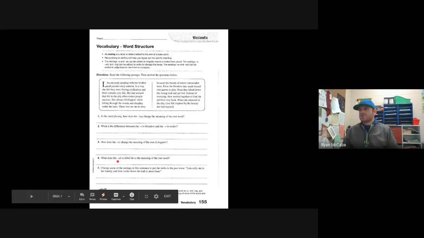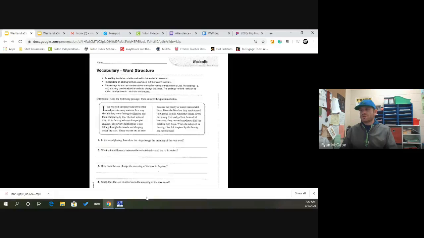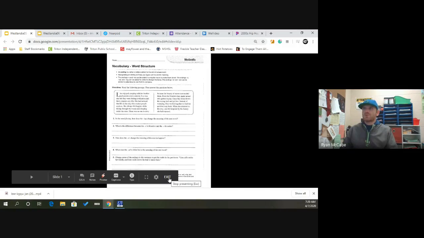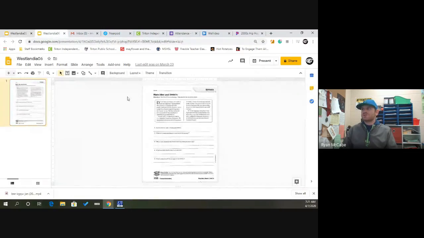Same thing here. How does the ED in hiked change the meaning of the root word? So you have the word hike and you have the word hiked. Okay. If you have any questions on this assignment, feel free to ask me at any time. I'm going to move on to the next worksheet right here about main idea.